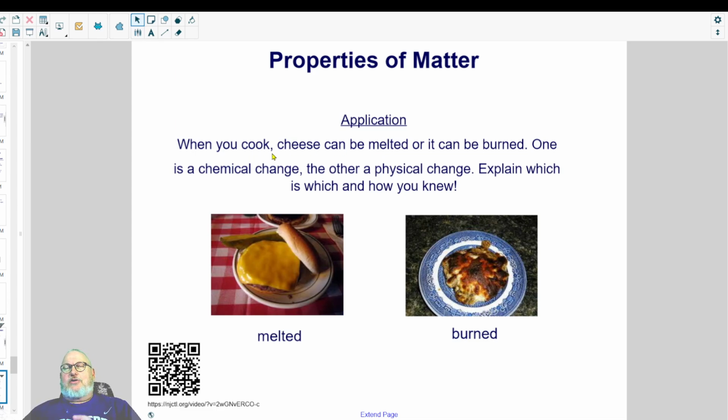All right, when I cook and I make something delicious, I love open face grilled cheese. When I put it into the air fryer, I think I use an air fryer, right? I can melt the cheese or I can burn it. If I melt it, it's a physical change. When I burn it, or I make it change color, right, then that's burning it. When I cook it, that's a chemical change. I'm changing the substances that make up the cheese.